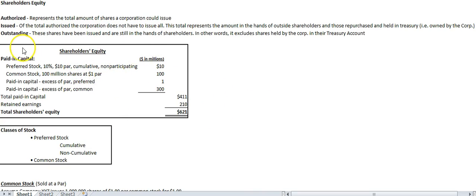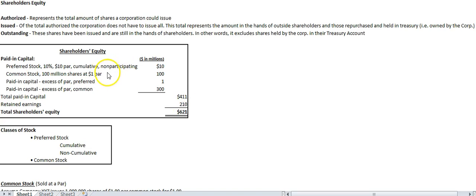Okay, so I probably should have started with this box because this is just a summary of what a shareholders equity section would look like. At least this one, this is what goes below the liabilities in a balance sheet. And this is just a sample that I just created. So you can see we have preferred stock in this company, common stock, paid in capital in excess of par for preferred, paid in capital in excess of par for common, which gives us a total paid in capital of $411 million, and then retained earnings of $210 million for $621.